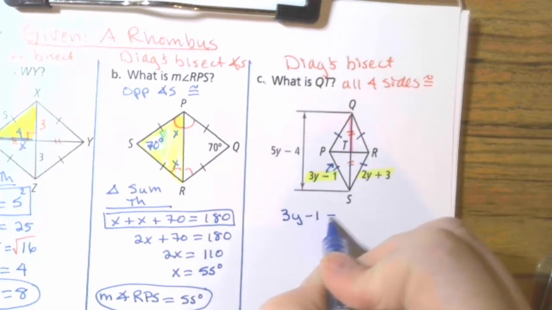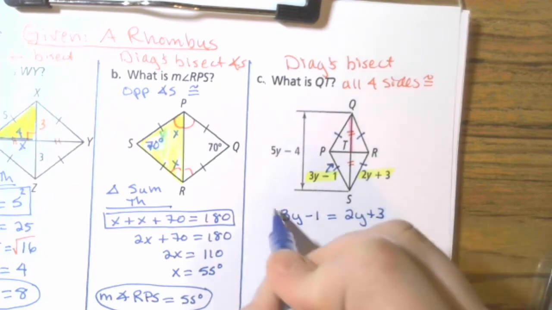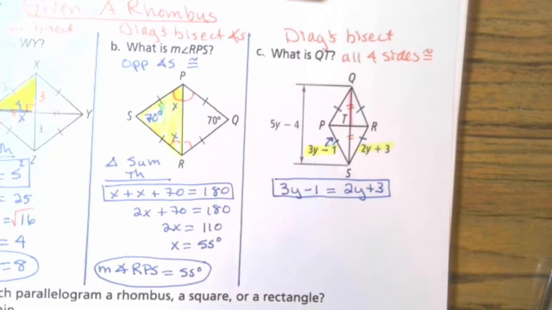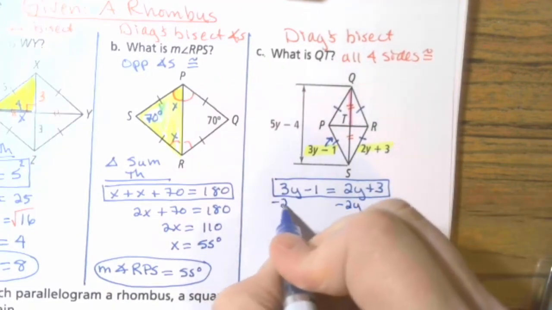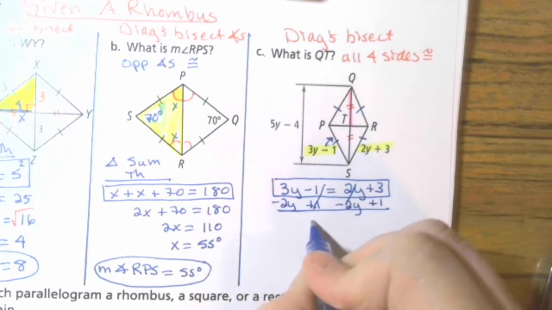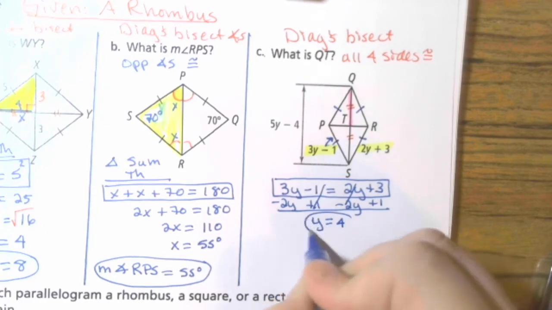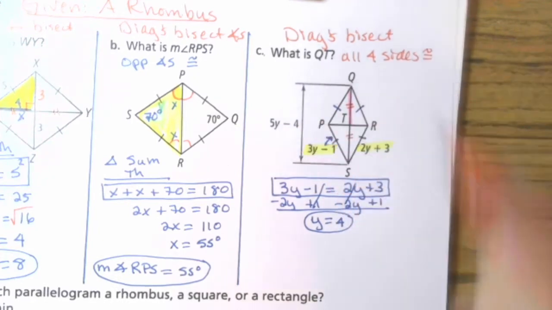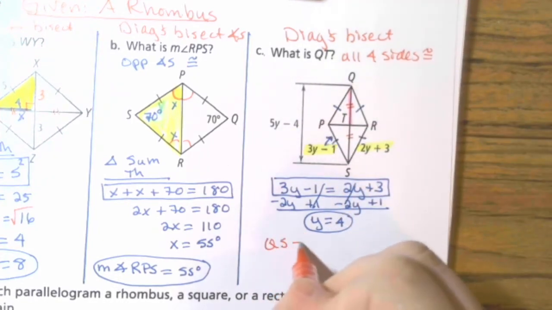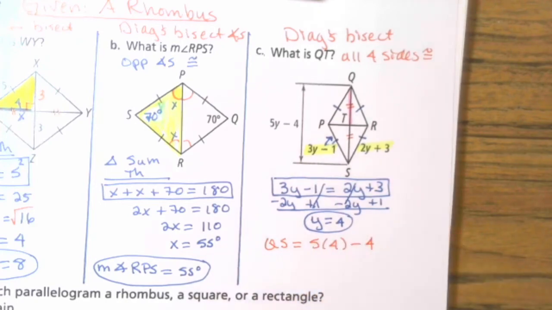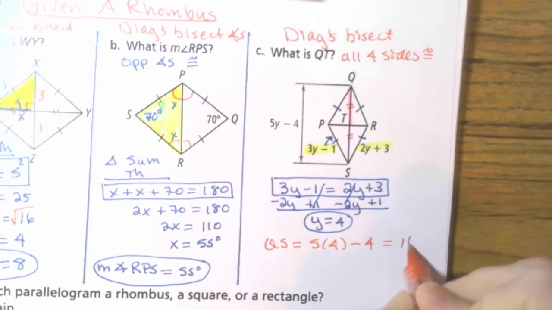3y minus 1 has to equal 2y plus 3 because all the sides of a rhombus are congruent. So I'm going to subtract 2y over to the left, add 1 over to the right, y equals 4. Now that I've got y, I can use the fact that QS is 5y minus 4. So QS equals 5 times 4 minus 4, which is 20 minus 4, or 16.